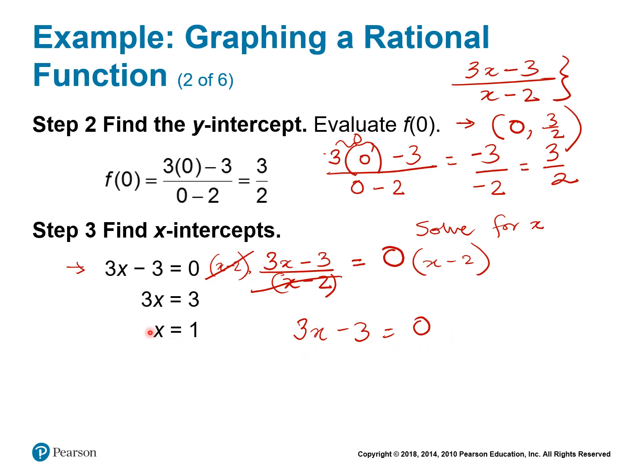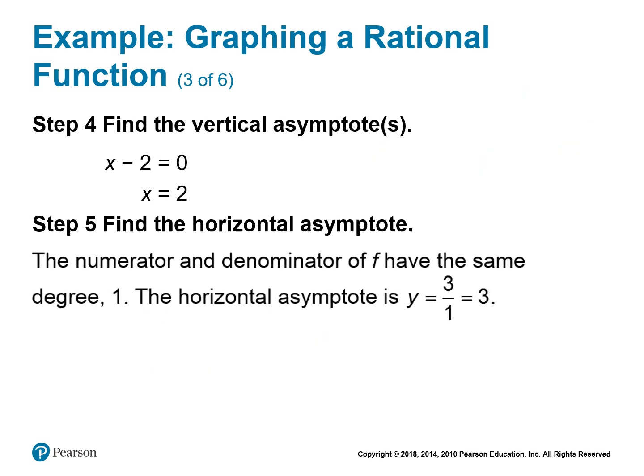All right, and we come up with x equals 1. They've done the solving here. So the x-intercept is at (1, 0). Okay, at the x-intercept, y is equal to 0. So we got our x-intercept, we got our y-intercept, (0, 3/2), and now we have to find our asymptotes.